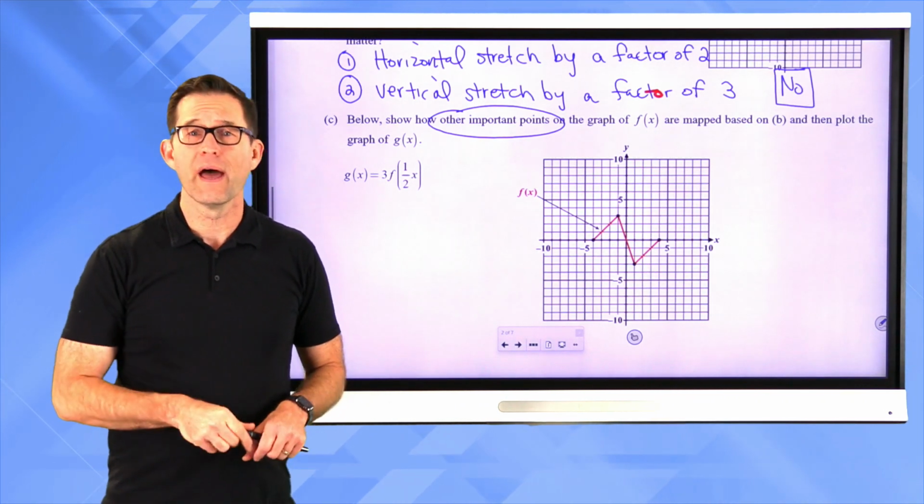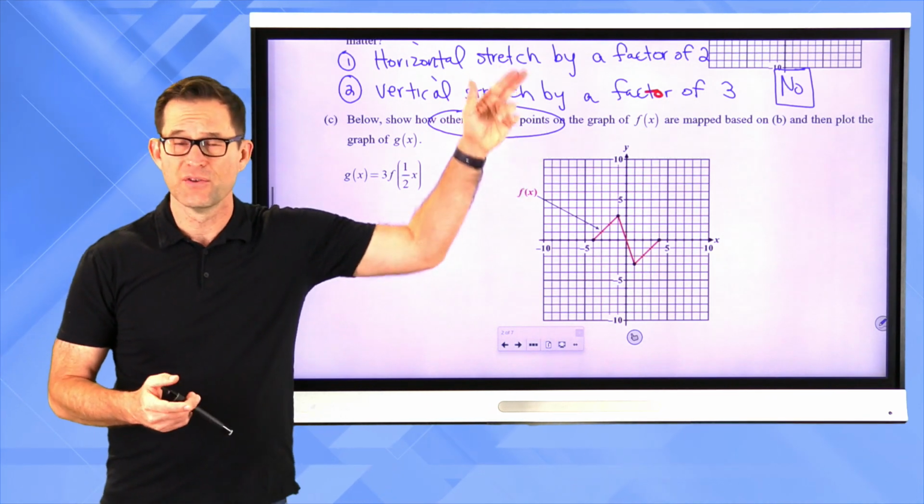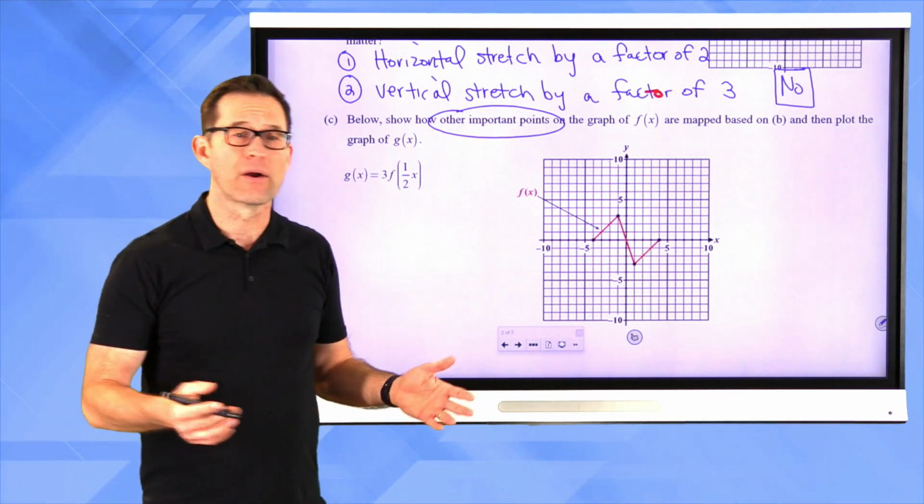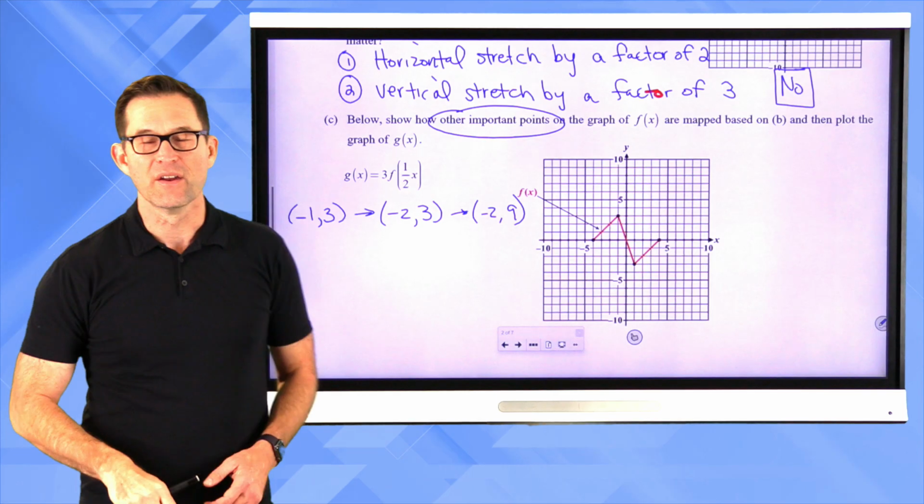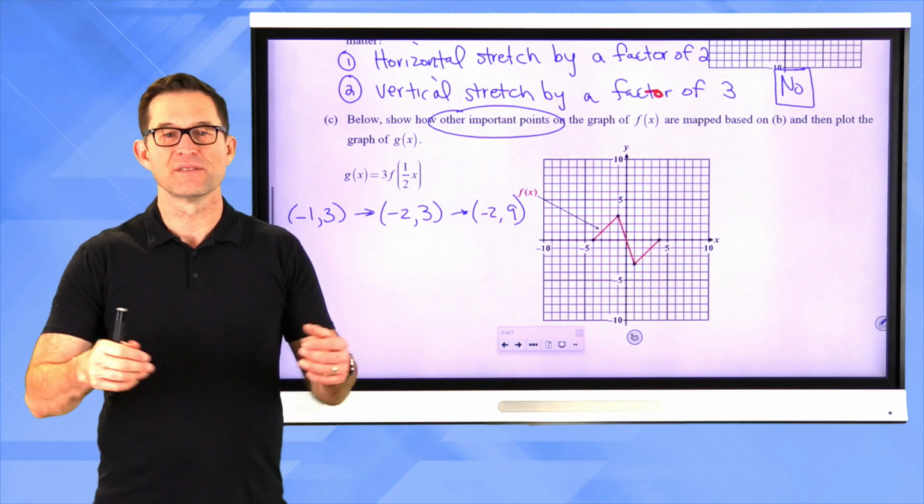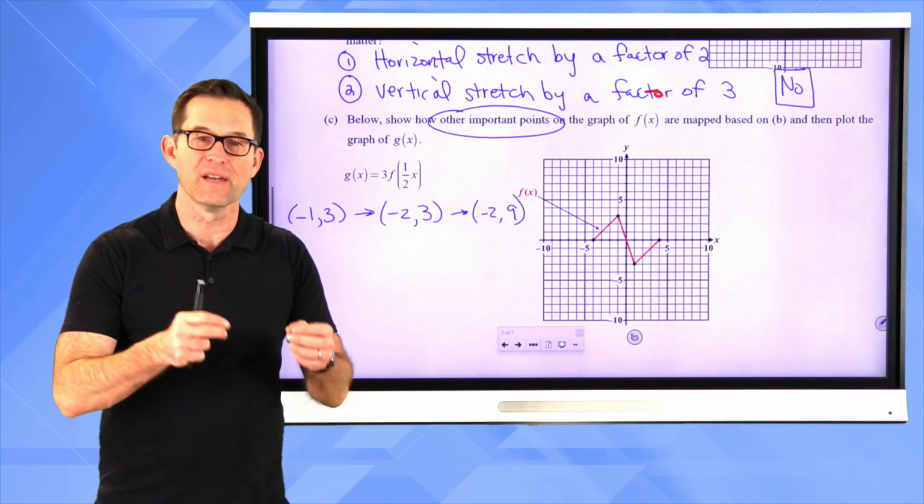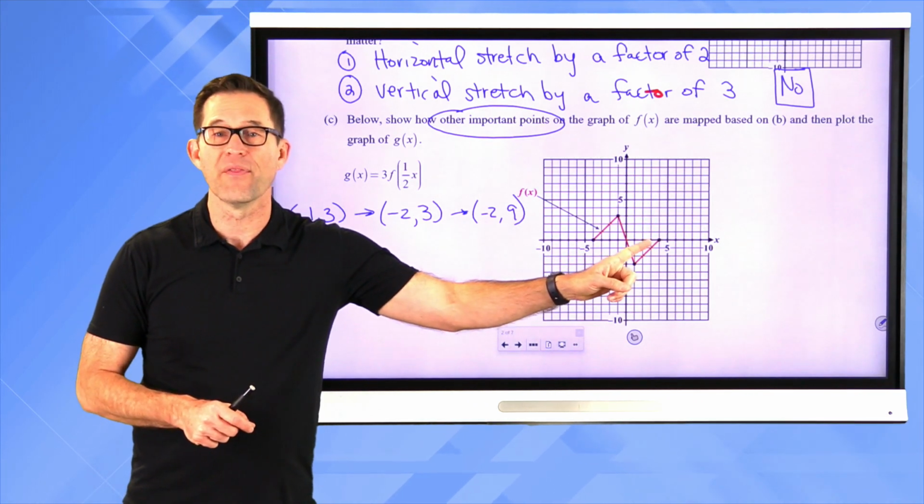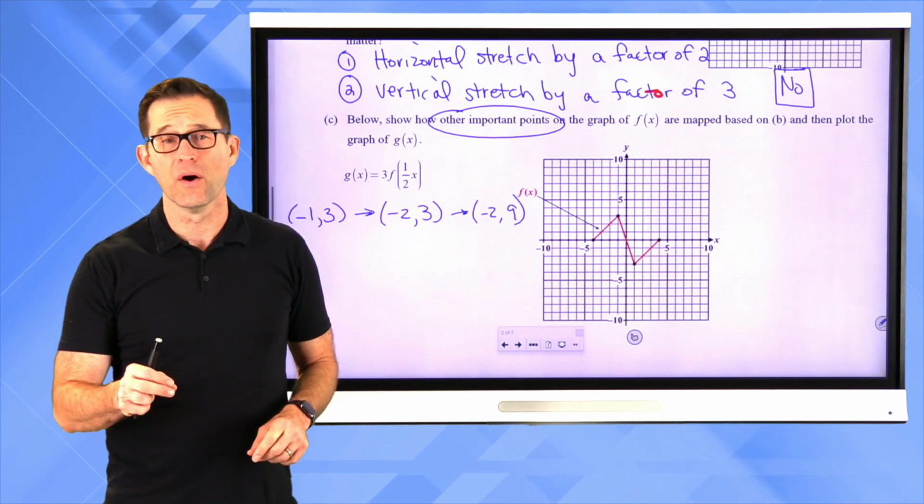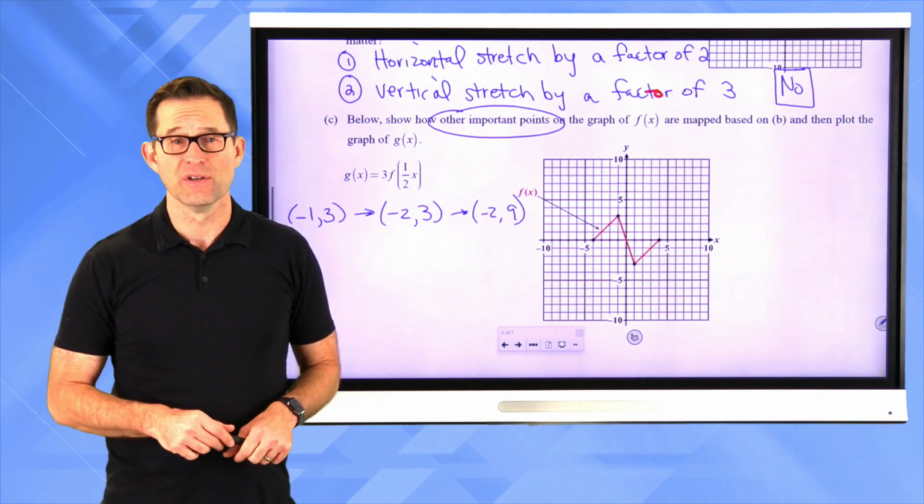So why don't you go ahead and use those two things. And here, this is the way I would think about it, right? Like if I take that point -1, 3, and let's say I stretch it first in the horizontal direction, and then I stretch it in the vertical direction, it kind of looks something like that. You know, -1, 3, then becomes -2, 3, and then it becomes -2, 9. Go ahead and do that actually with this point, and that point to figure out where they all go, and then try to plot g of x.